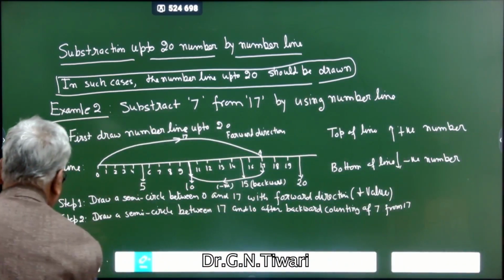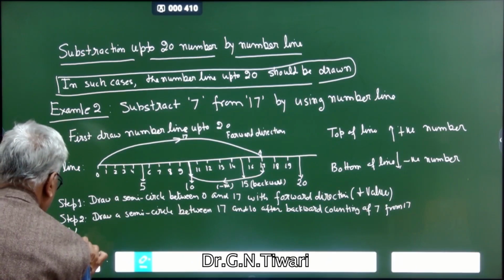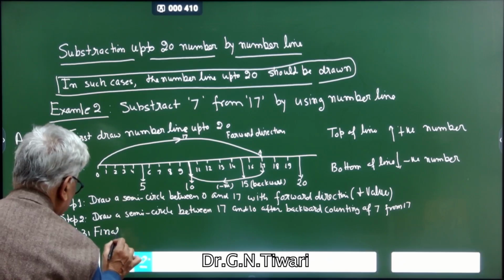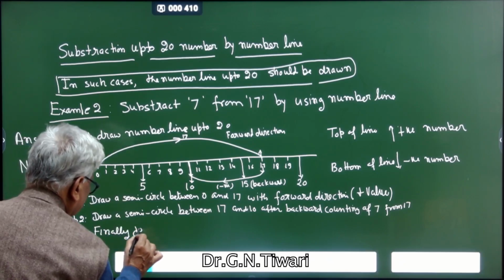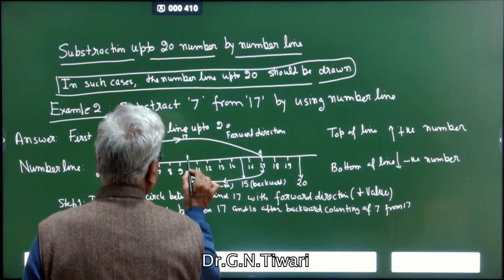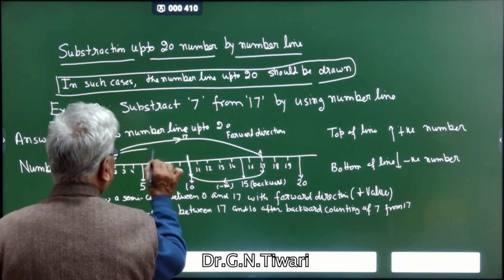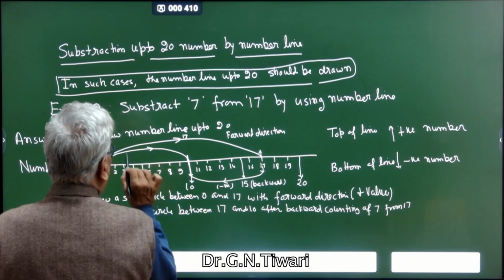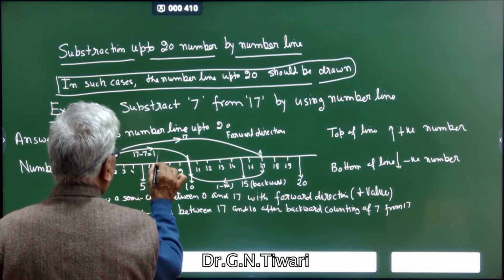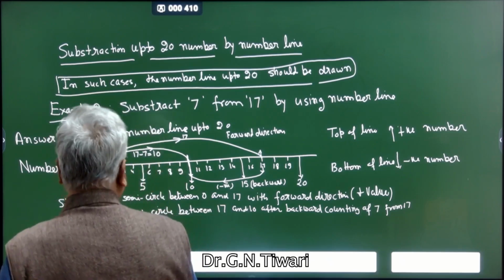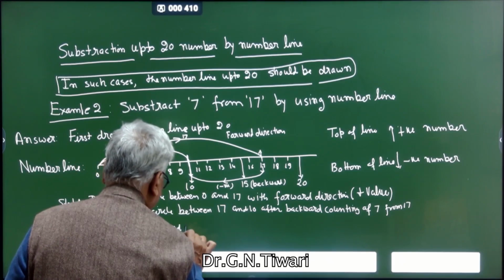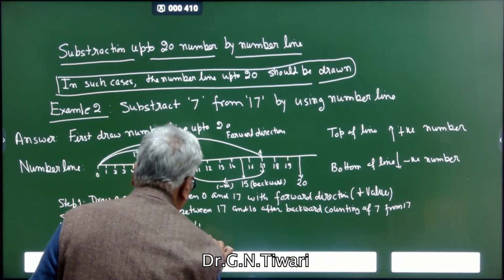Step 3. Finally, join. Now make a little space at 10 and then join it like this, and here write 17 minus 7 is equal to 10. So finally join 0 and 10 in forward direction.